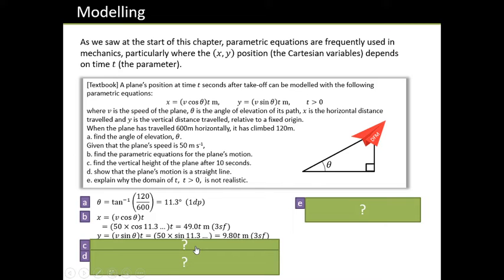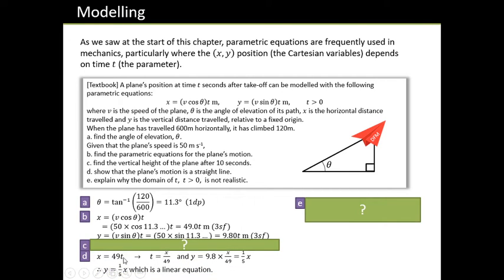Show that the plane's motion is a straight line. This is less obvious what you're asked to do here, but this actually goes back to the beginning of the chapter where we're trying to express these two variables in Cartesian form, because what do we know about straight lines? We know y equals mx plus c, or y minus y1 equals m brackets x minus x1. So if we can express it in either of those two forms, we can show that we've got a linear equation here. Have a go at doing that, and clicking play.